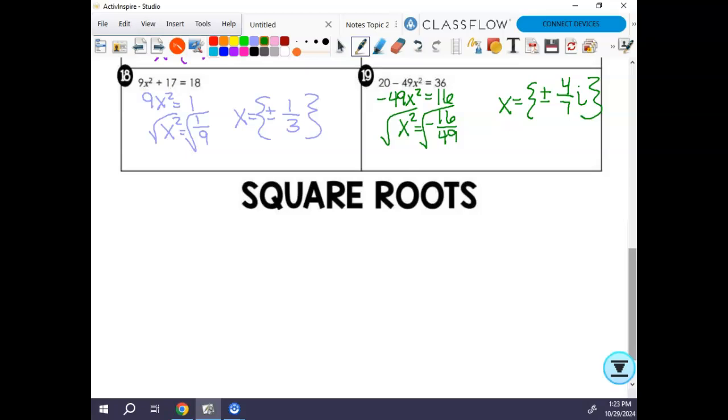All right. So what I'm going to let you do here, well, actually, I'll let y'all know we're going to stop here for today. We're going to start with completing the square tomorrow. I want you to get into Delta Math.